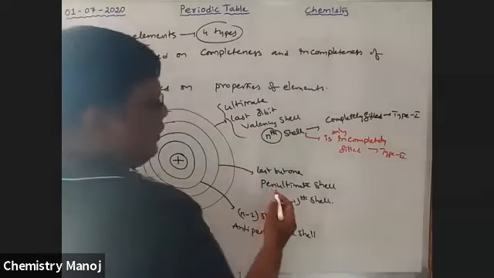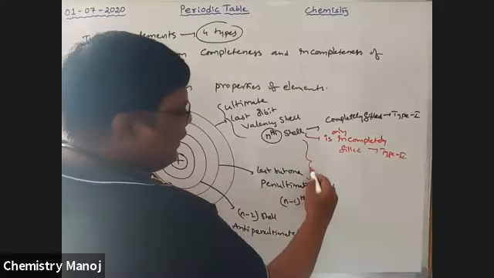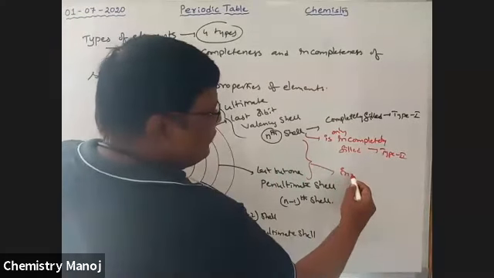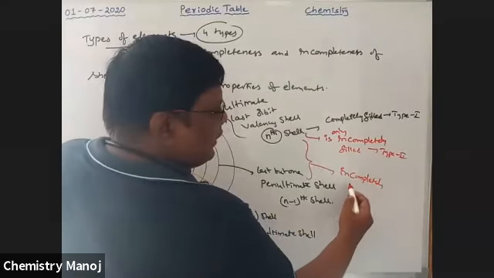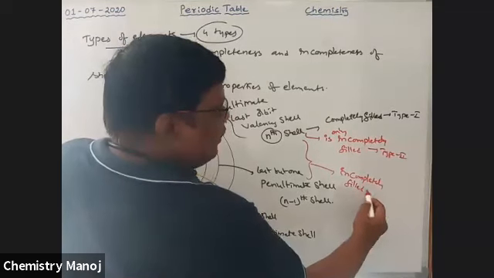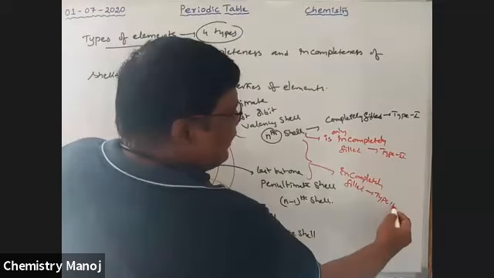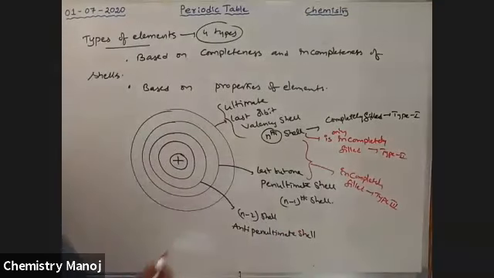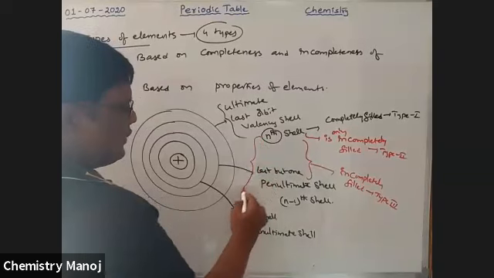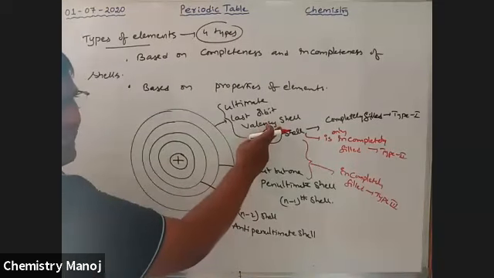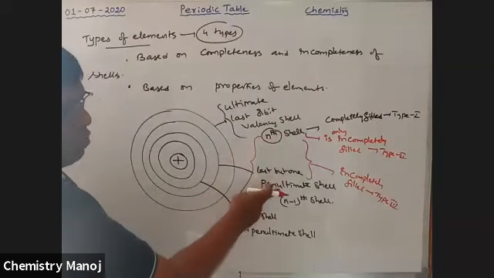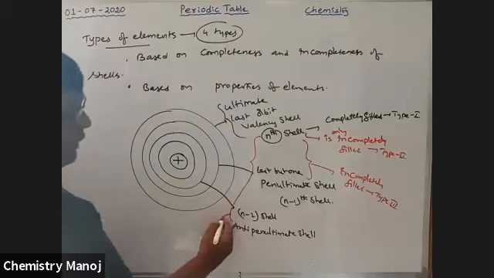Next, if the nth shell and (n-1)th shell are incompletely filled, that is a type 3 element. If the nth shell, (n-1)th shell and (n-2)th shell, the last 3 shells, are incompletely filled.